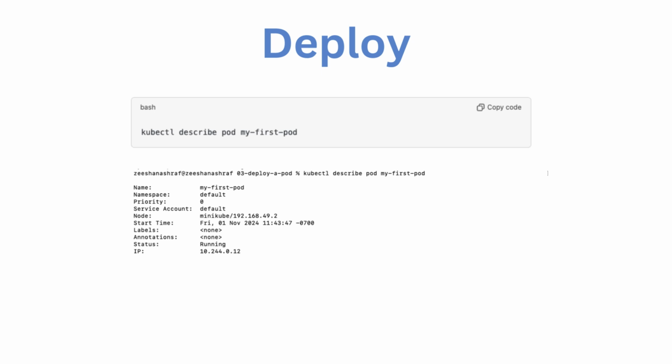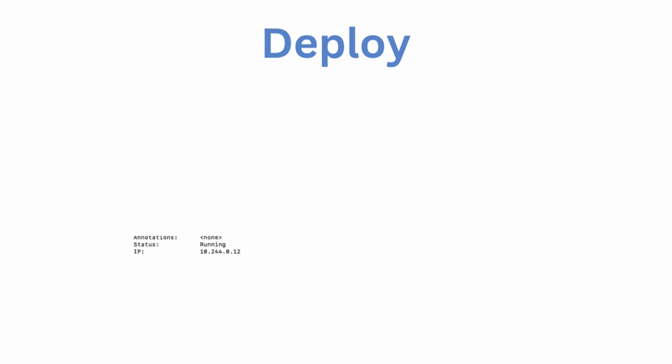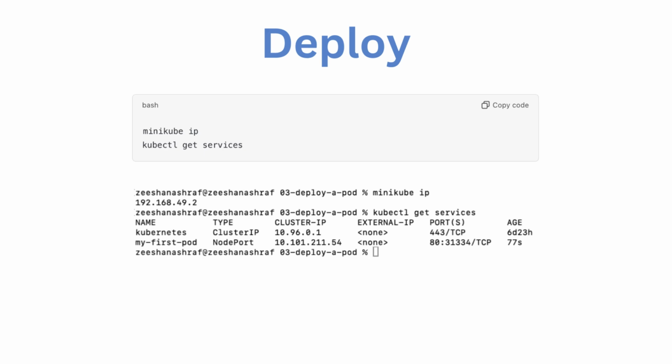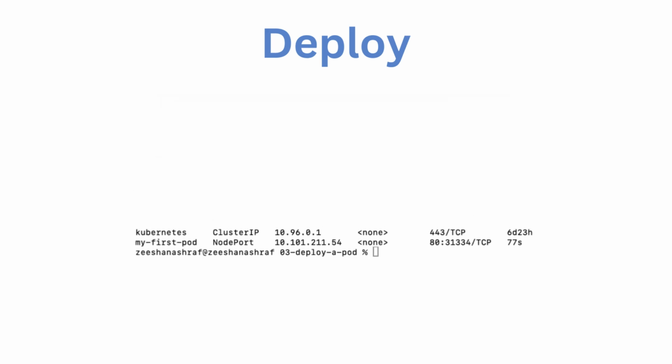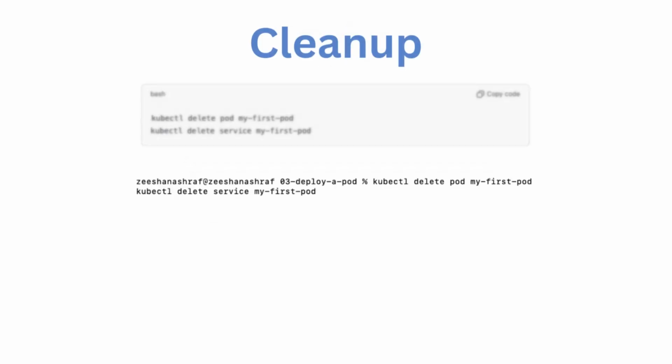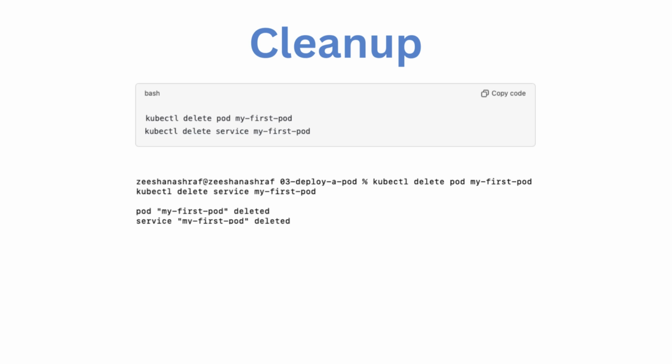To see your pod in action, you need to expose the pod as a service using the kubectl expose pod command, and then find the Minikube IP and NodePort, and use them to access the pod in the browser. When you're done, you can use the kubectl delete command to delete the pod and service.